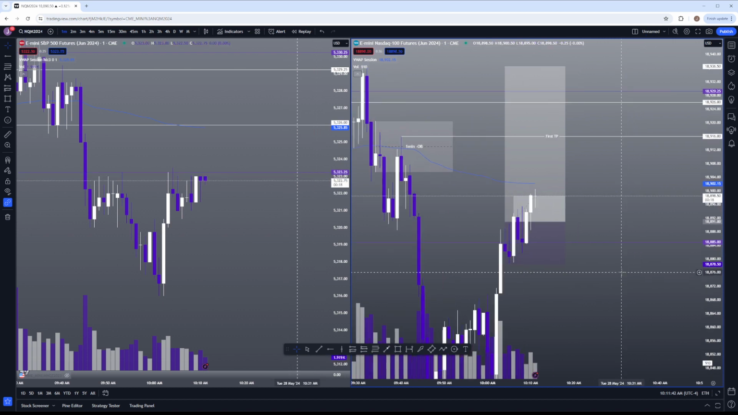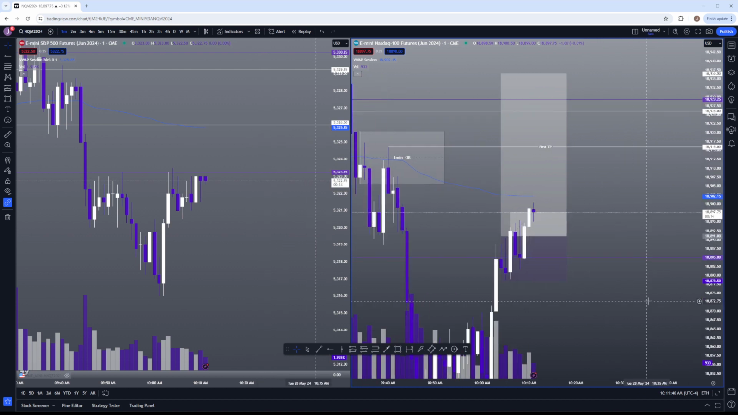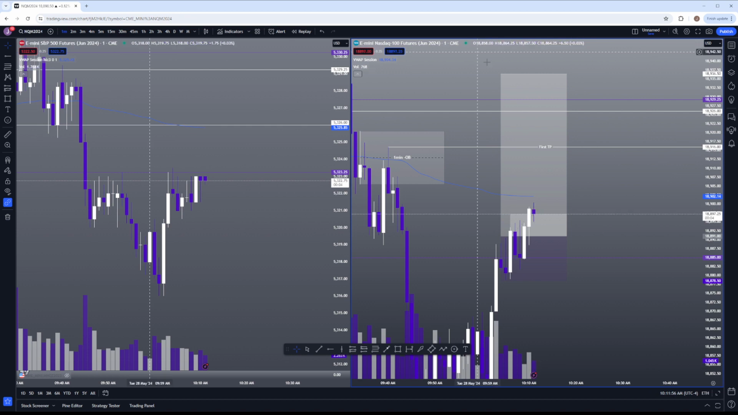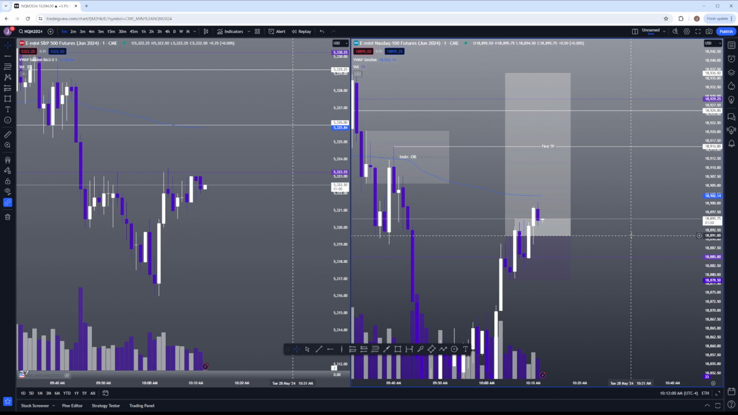And obviously, if you had a better entry than me, you might already be closer to a 1-to-1 here. Remember, my entry was not the best on this trade. Not a great entry. But we're still sitting in profit right now. So we'll see what happens. We'll see if we can push through VWAP. Remember, this is the risk I'm willing to take.